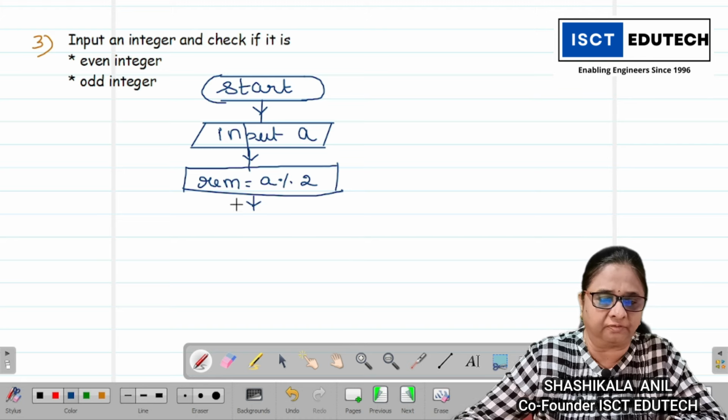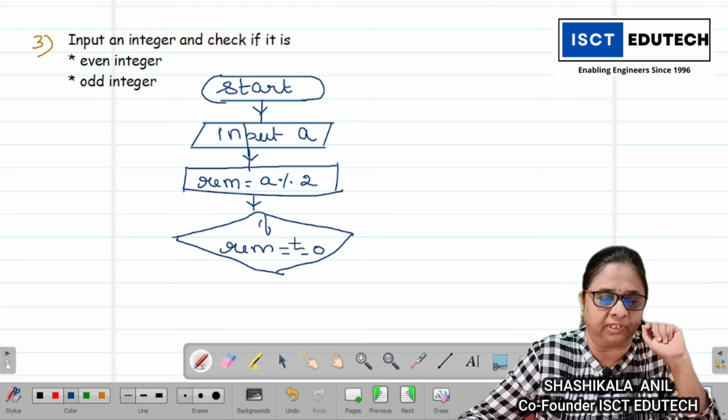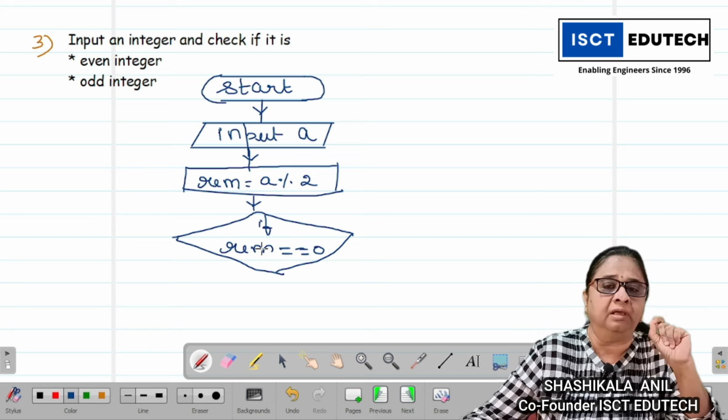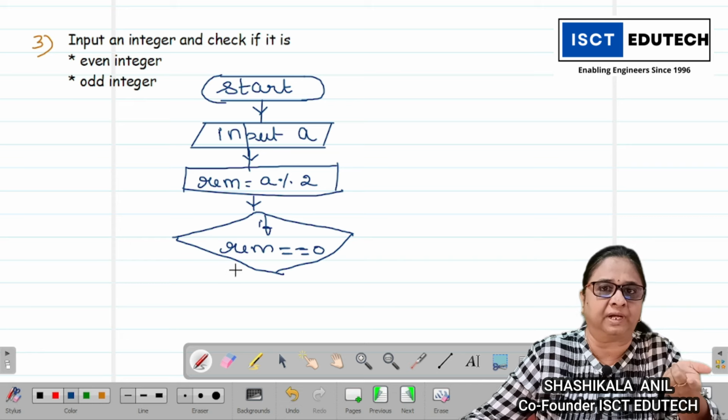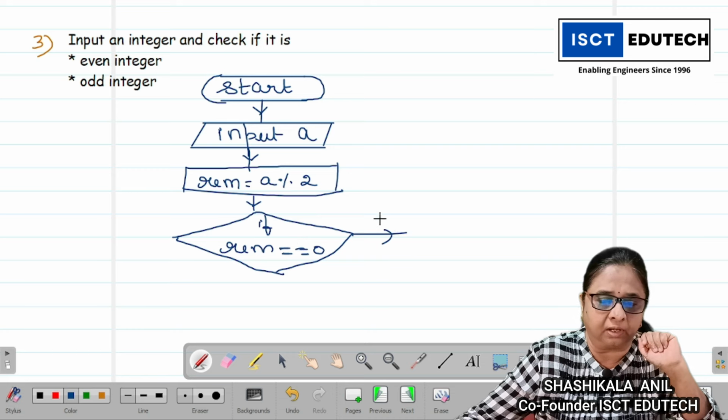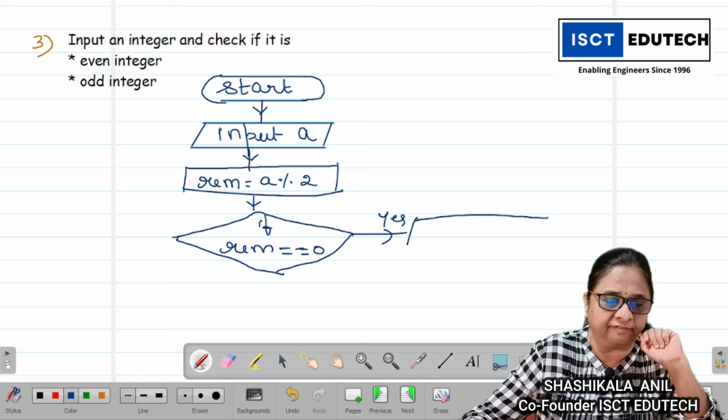I should check the value of remainder, what I have got, and then decide based on that what is the result. If remainder equal to 0. Now pay attention to this. Here we have to use double equal to because we are not assigning 0 to remainder variable. We are checking if it contains remainder value as 0. So if remainder is equal to 0, if it is yes, what is the conclusion? If it is no, what is the conclusion?